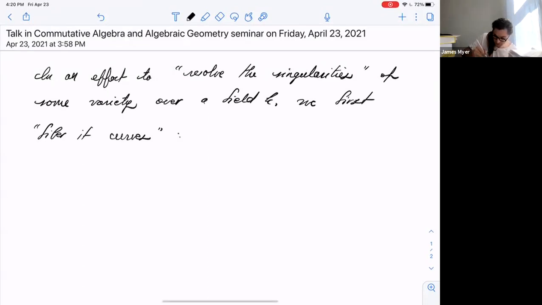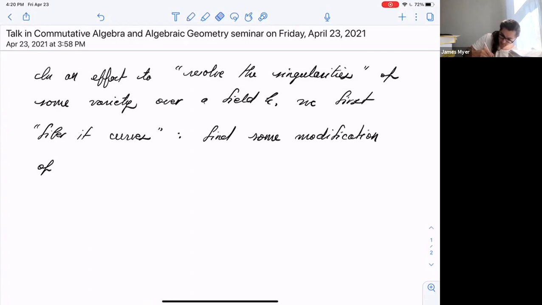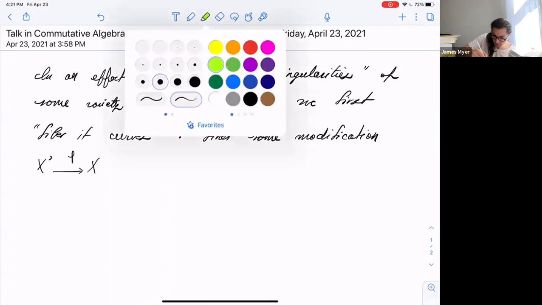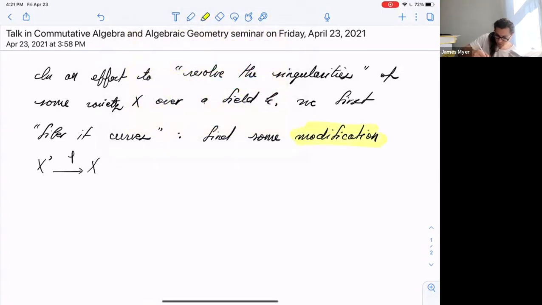And so precisely what that means is we find some modification of X, but let's say the variety is X, sorry. Should actually give it a name. All right, so we find some modification, let's give that a name even, say X prime to X, where a modification is a fancy way to say, right, a proper birational morphism, right, proper birational.